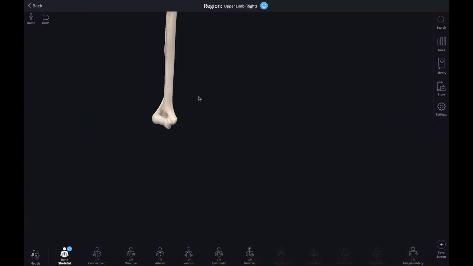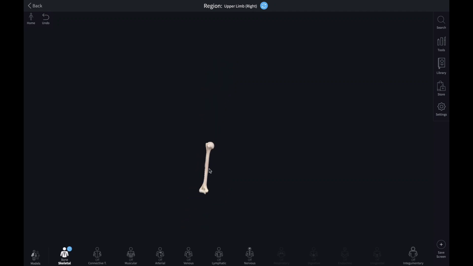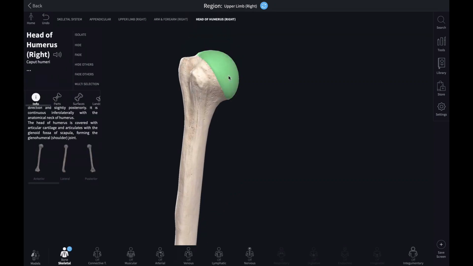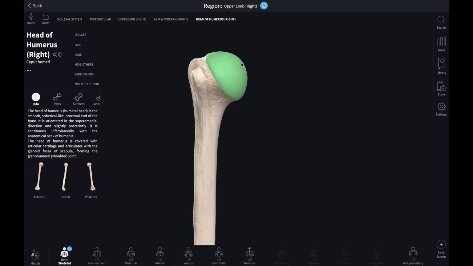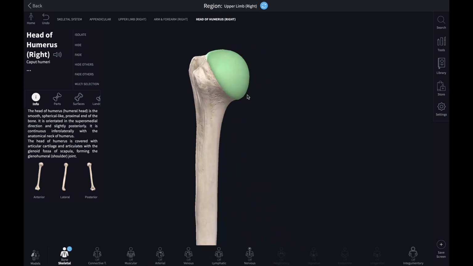Okay, so this is the humerus. This is the anatomical position of the humerus. This is the upper end, this is the lower end, and this is the shaft. When you look at the upper end of the humerus, there is the head of the humerus. This is a hemispherical head. A sphere has 360 degrees; a hemisphere is only half of the sphere. So the head is hemispherical in shape, and it is covered by hyaline articular cartilage.